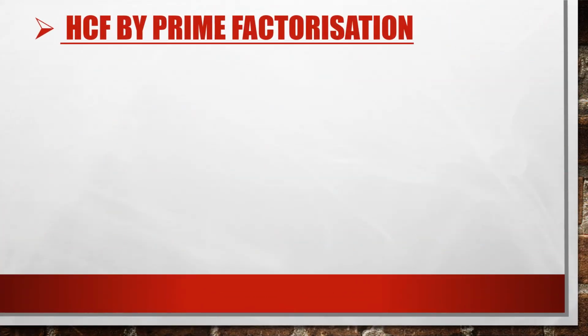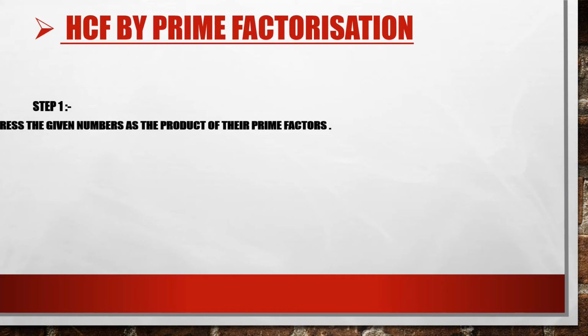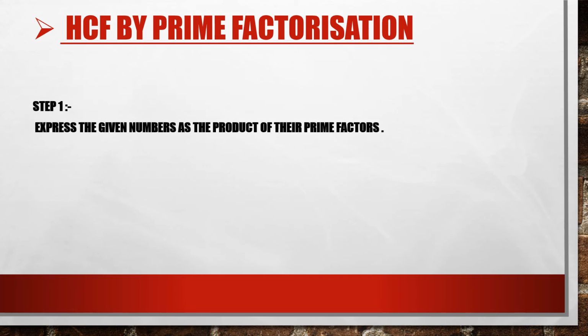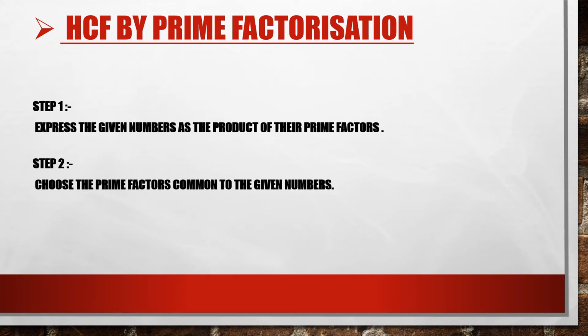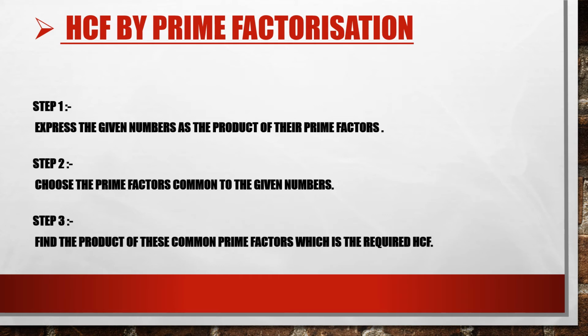Let us see what is the procedure for getting HCF by prime factorization. In step 1, we express the given numbers as the product of their prime factors. Step 2, we choose the prime factors common to the given numbers. And in the last step, step 3, we find the product of these common factors, which is the required HCF.